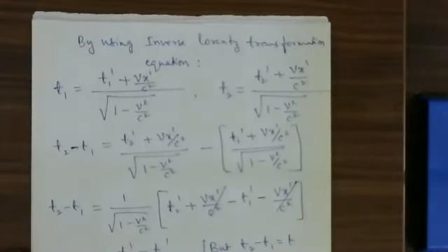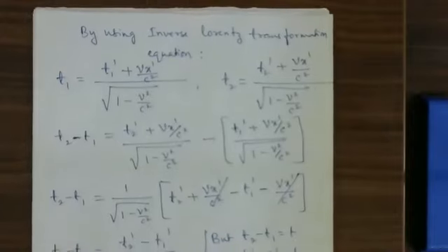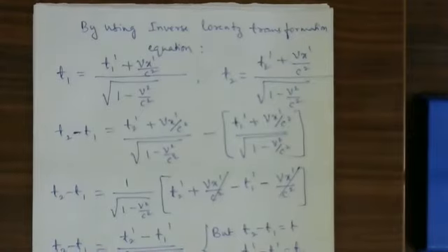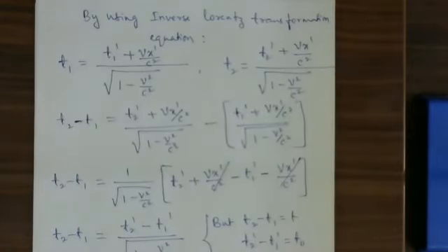This is another concept. Using the inverse Lorentz transformation equations, we have to convert t1 in terms of t1 dash, and t2 in terms of t2 dash. So we want to write the time interval in the S frame in terms of the S dash frame, nothing else. Then subtract. If we don't know the inverse Lorentz transformation equations, we cannot proceed. So both the Lorentz transformation equation and the inverse Lorentz transformation equation are required here.